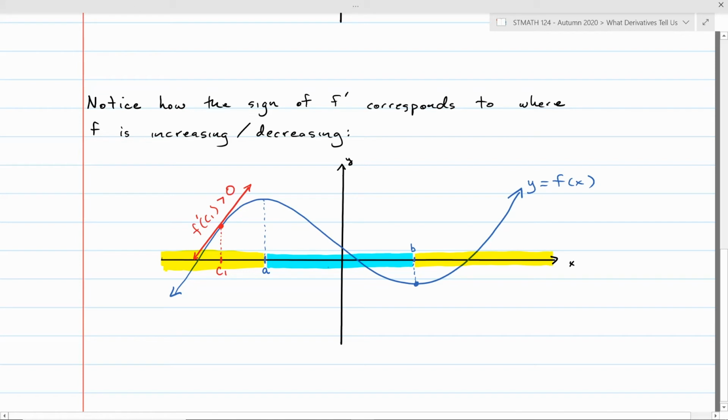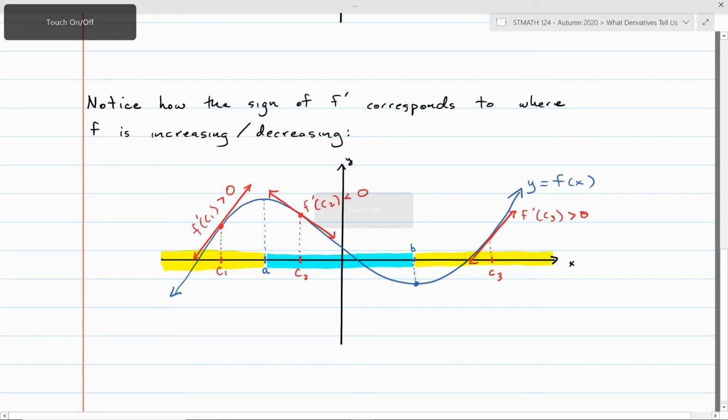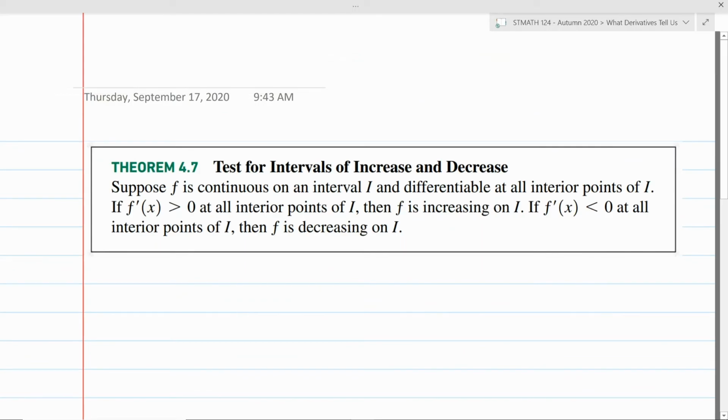But if I pick a second point, let's say here, c2, and look at the derivative, I see that the derivative is negative there because when I graph that tangent line, it points down and to the right. So here, f prime of c2 appears to be negative. Then if I pick another point, let's say c3, in that rightmost interval, since that line points up and to the right, I can tell that the derivative is again positive. So it looks like, from experimentation, that wherever the derivative is positive, that's where the function is increasing, and wherever the derivative is negative, that's where it's decreasing. And in fact, that's a theorem. Theorem 4.7.